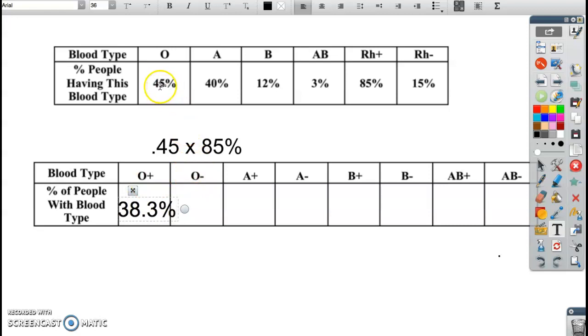So O negative would be 0.45 times the percent that have Rh negative blood, which is 15. And then you would round that off to 1 decimal place for your answer. And then we continue to do that for all the different blood types. When you get done, if you were to add them all together, it should be close to 100%. But because of rounding up or down, it may not come out exactly 100, but that would be how you would finish that chart.